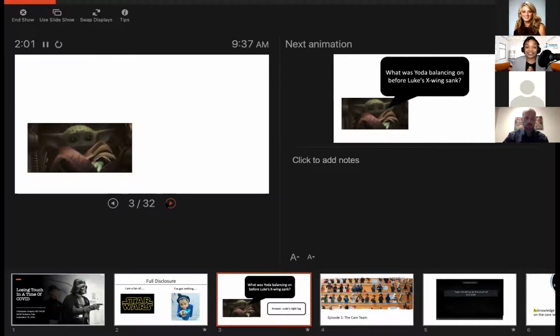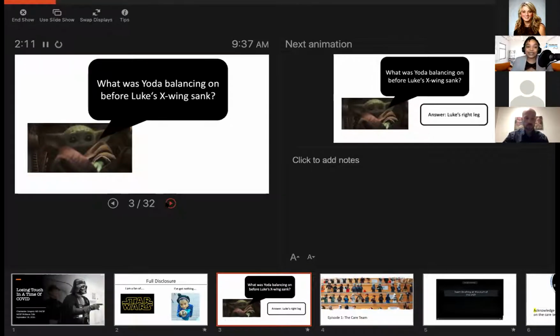Baby Yoda, who is absolutely the cutest, and I'm a little partial because I really like Yoda, has the first trivia question. What was Yoda balancing on before Luke's X-Wing sank? Does anybody know what he was balancing on?